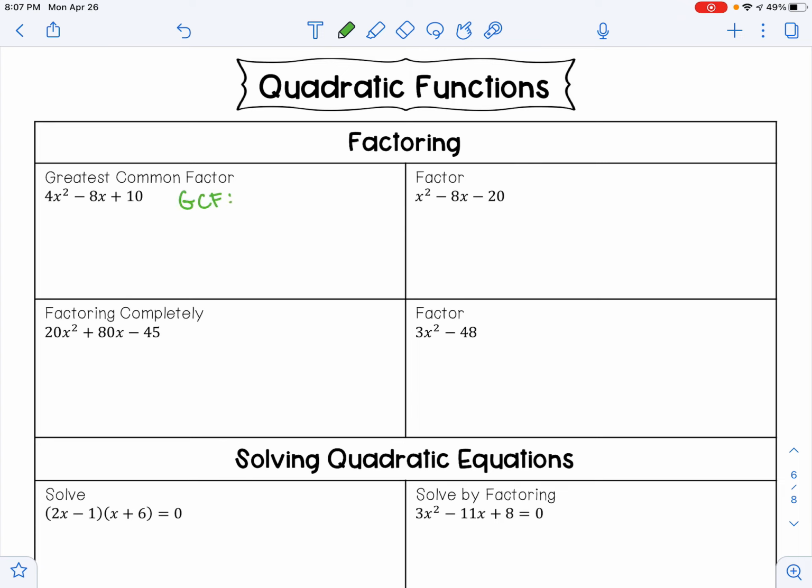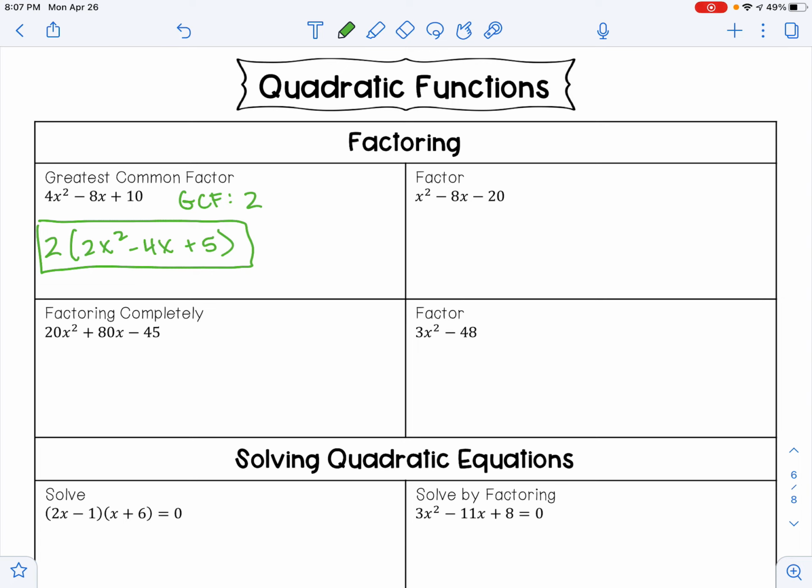Here, my greatest common factor is 2. So if I factor that out, I'll have 2x squared minus 4x plus 5. This would be my answer.